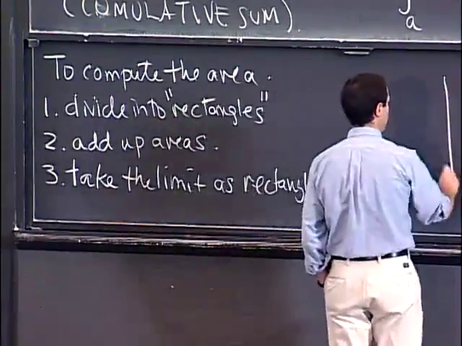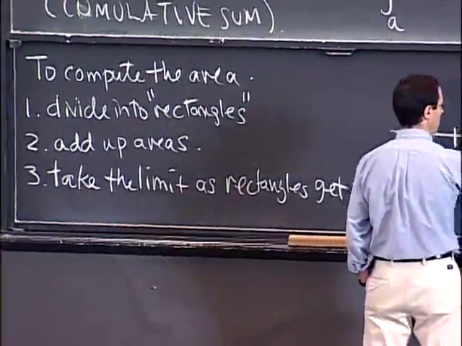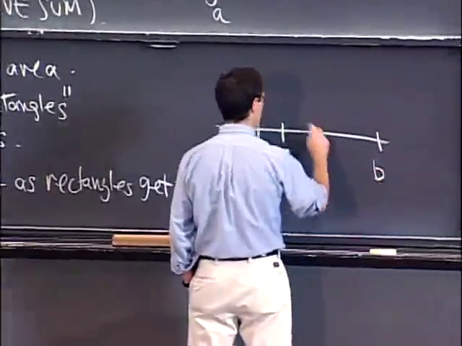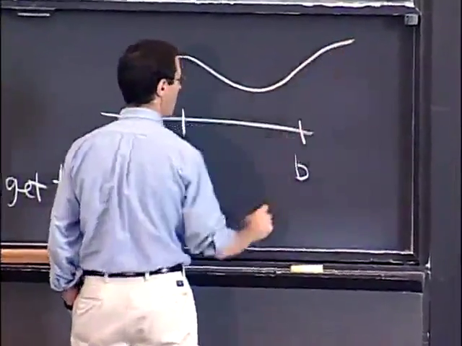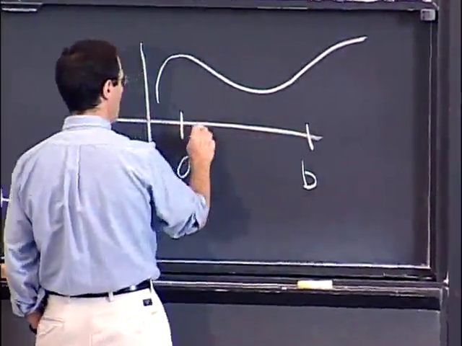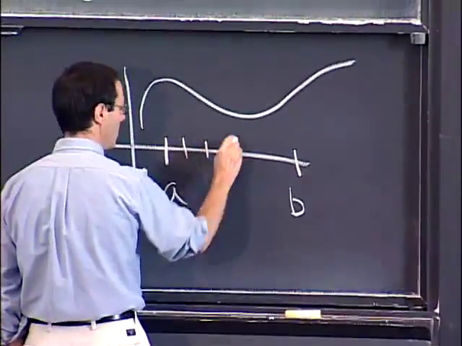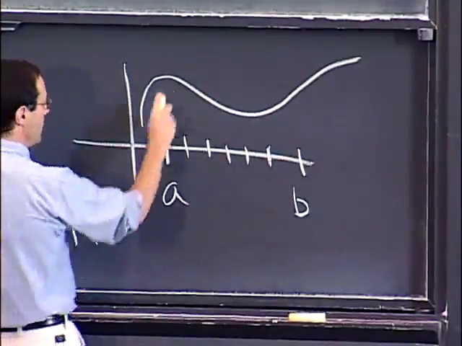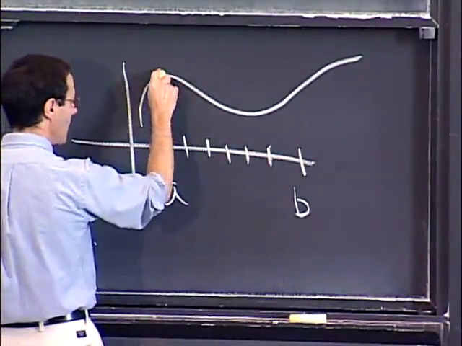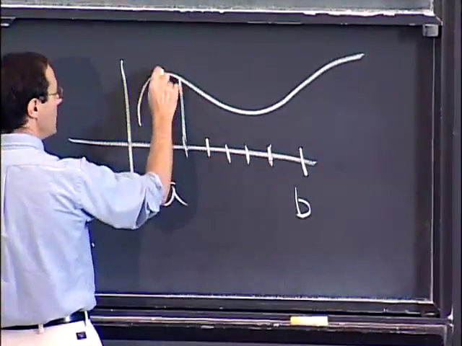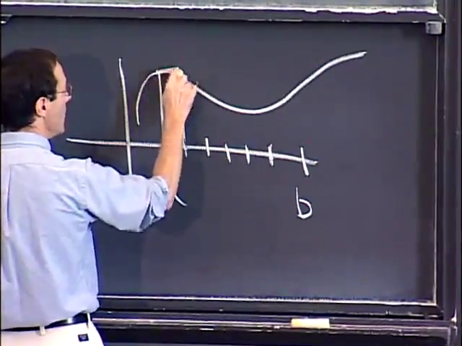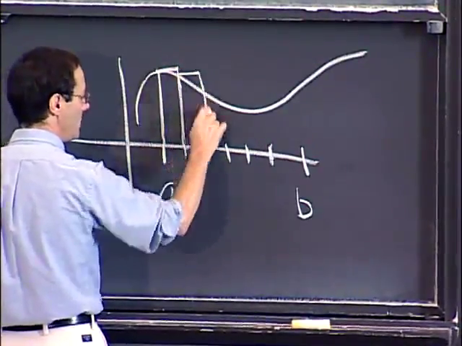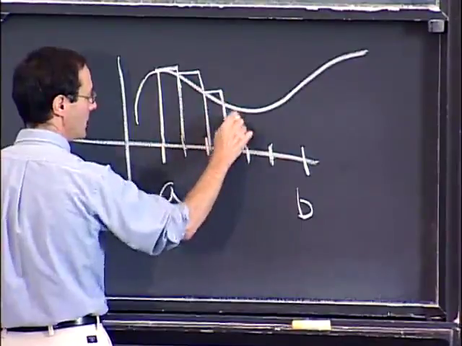Pictorially, again, that looks like this. We have our A and our B, and we have our guy here, which is our curve. And I'm going to chop it up. First, I'm going to chop up the x-axis into little increments, and then I'm going to chop things up here, and I'll decide on some rectangle, maybe some staircase pattern here, like this.